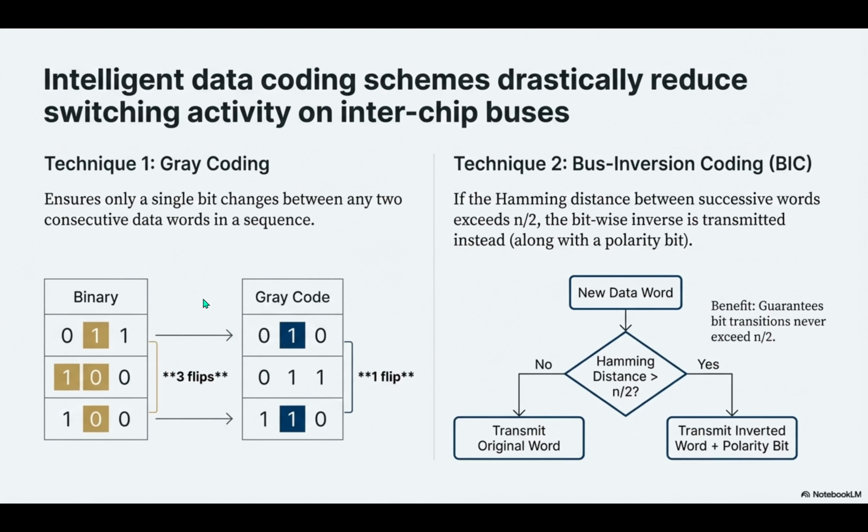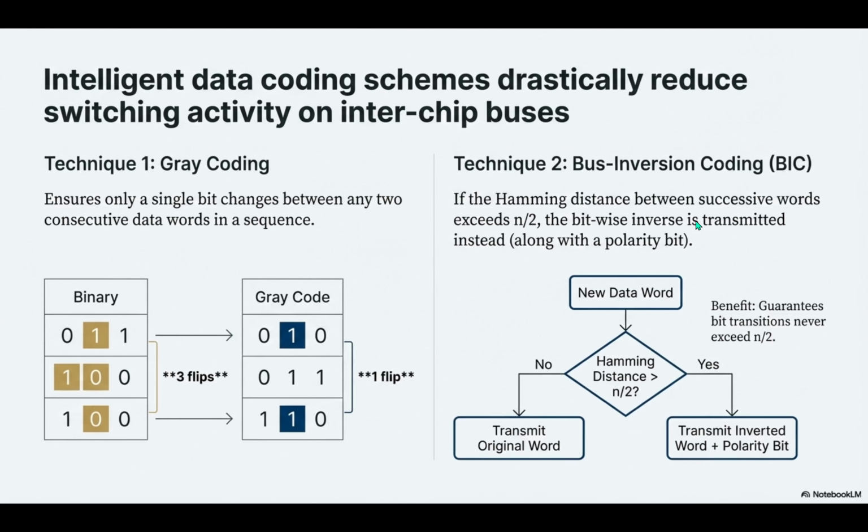That's a preventative measure, but the sources also talk about a more active, sort of defensive technique called bus inversion coding, or BIC. BIC is really cool. It's adaptive. The system basically watches its own energy use. Before it sends a word across an n-bit bus, it calculates how many bits would have to flip from the last word. That's the Hamming distance, right? That's the Hamming distance. And if that number of flips is more than half the width of the bus, so more than n over 2, it doesn't send the original word.